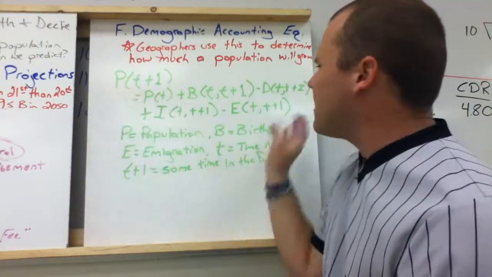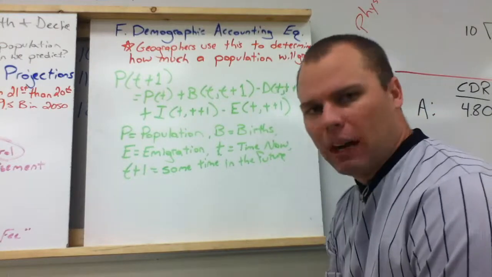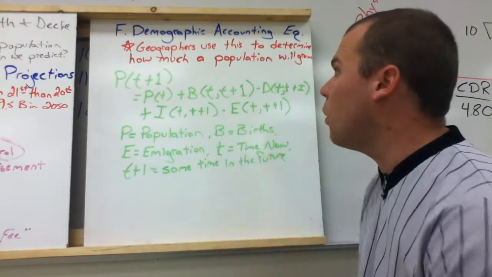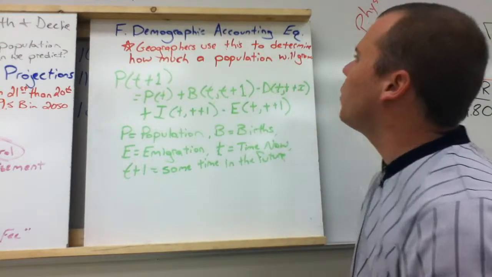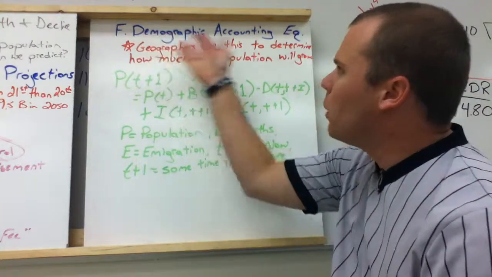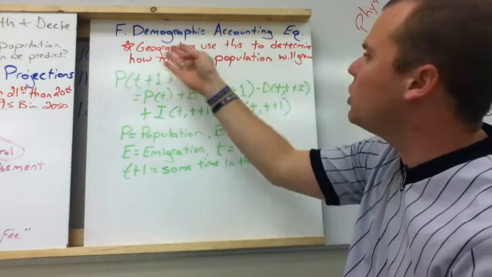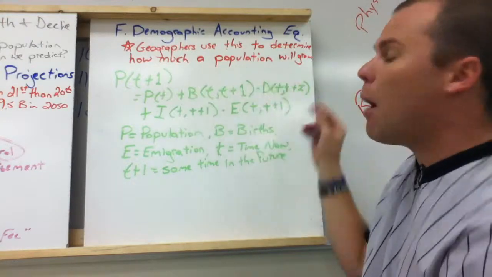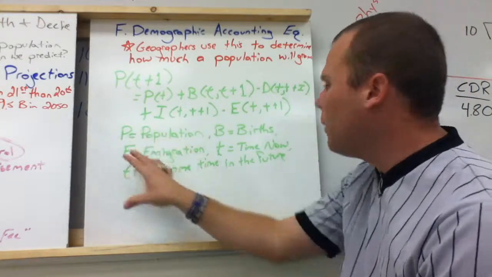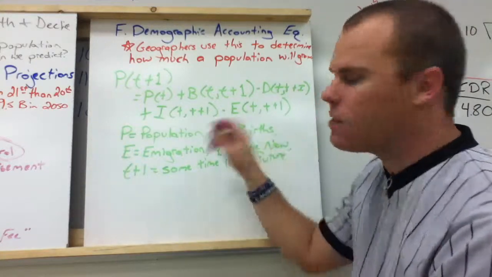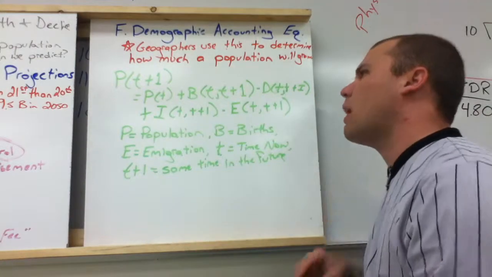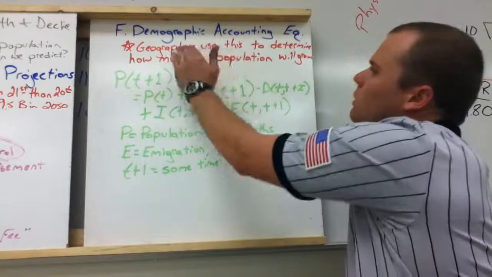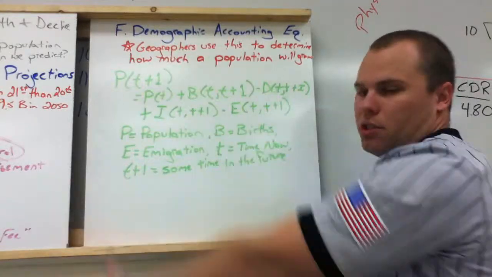So you see this massive formula here? It's not important that you understand the specifics of the formula. Next thing we're going to look at is the demographic accounting equation. The demographic accounting equation is what geographers use to determine how much a population will grow. They plug in all of these statistics into the figure, and that gives you how much the population will grow. This is what's important you understand, not so much this.